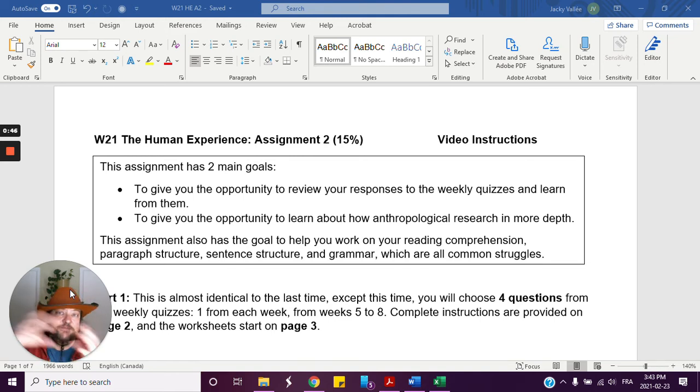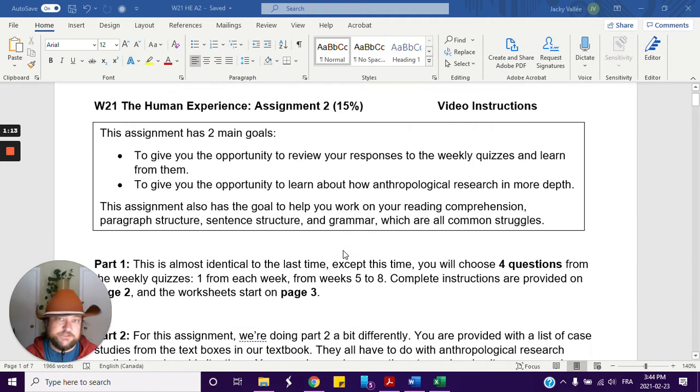So part one is a bit bigger this time, and part two is a little bit smaller, and part two is different this time. Instead of going through and picking out some of those review questions, I'm giving you a list of sections to read, and they're all things that are a bit beyond what we've been learning, in the sense that you get to read about some real world research that's happening to give you a bit of an idea of how anthropology is actually applied. And again, the same kind of typical academic skills, reading comprehension, writing, so that I can give some people feedback on that.